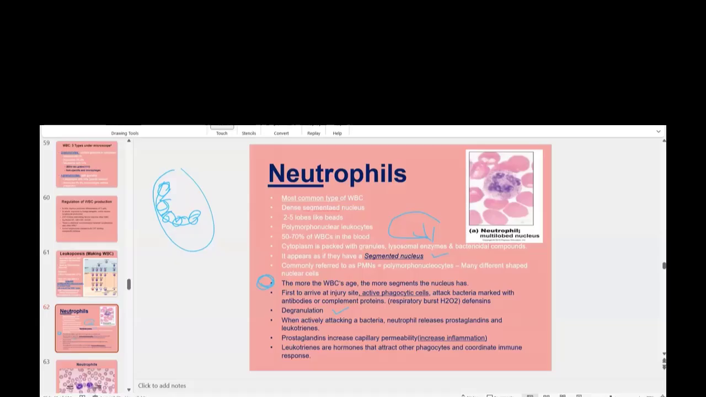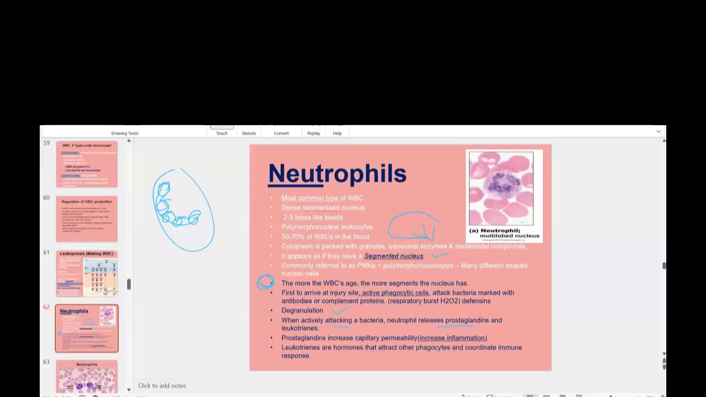When actively attacking a bacteria, the neutrophil releases prostaglandins and leukotrienes. These are the two important ones that it does. And what does prostaglandin do? It causes a lot of inflammation. Here you see it increases capillary permeability and increases inflammation. And leukotrienes are hormones that attract other phagocytes and coordinate the immune response.